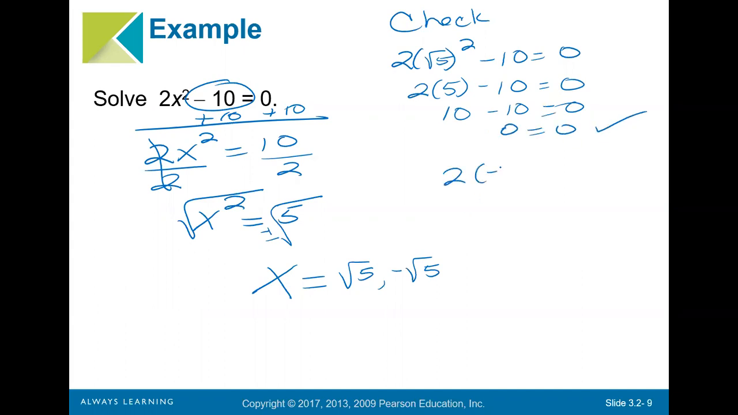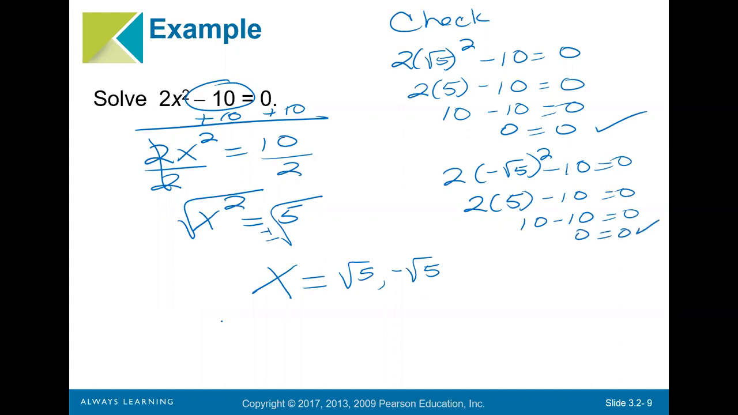Let's plug in the negative. Well, what happens when I square the negative? It goes to positive, right? So the root and the power reduce down and leave me with the radicand. So that is also a true solution. Check.